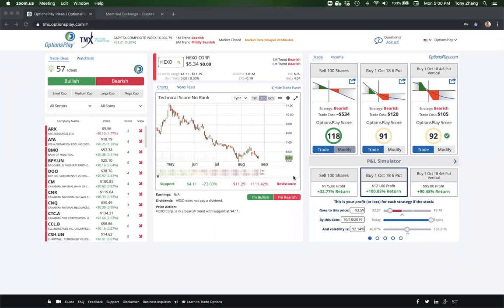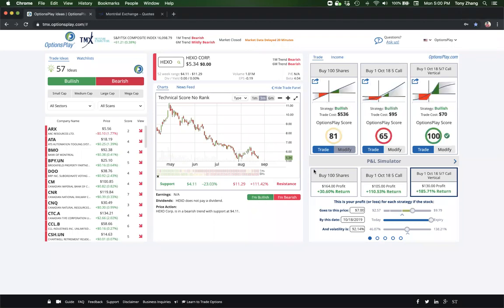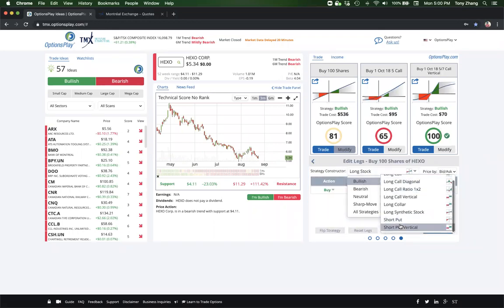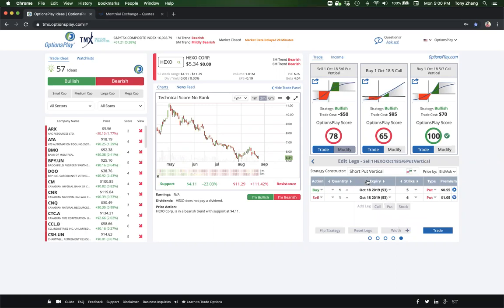So I was looking at this and I was going to say, I'm going to be a bit of a contrarian here. I'm going to select I'm bullish, so I can buy a call option or I can buy this call spread, which actually looks pretty nice. But let me take a look at selling a put credit spread. So I have a few different spreads that I can sell.